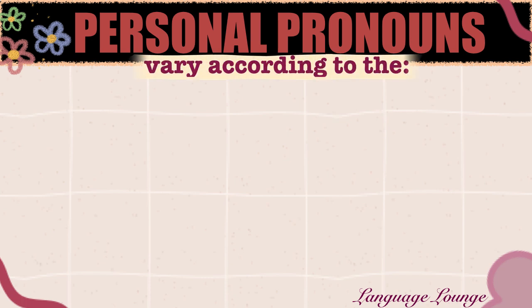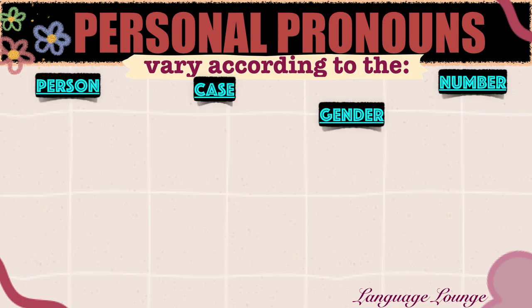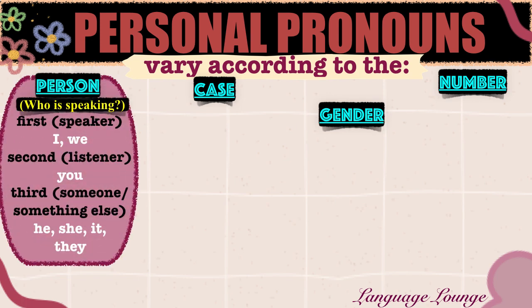Understanding variations in personal pronouns. Personal pronouns change based on 4 key factors: person, case, gender, and number. Let's break it down. First, person. Who is speaking? First person, speaker. I, we. Second person, listener. You. Third person, someone or something else. He, she, it, they.